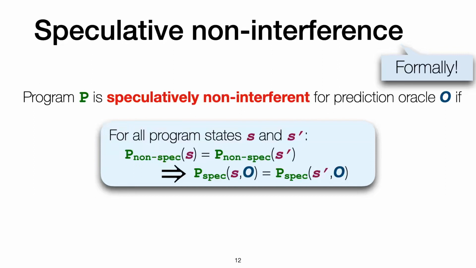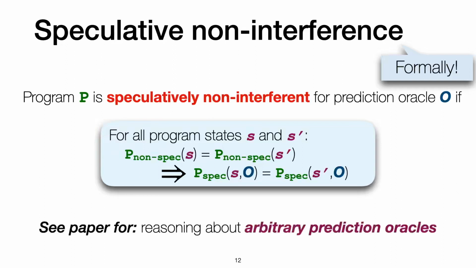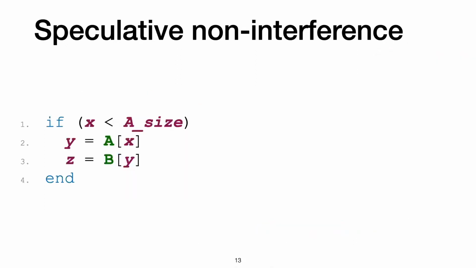Finally, observe that speculative non-interference is parametric in the prediction oracle, which depends on the specific CPU branch prediction strategy. To overcome this limitation, in the paper we present a way of reasoning about arbitrary prediction oracles. Let's look again at the Spectre v1 snippet.